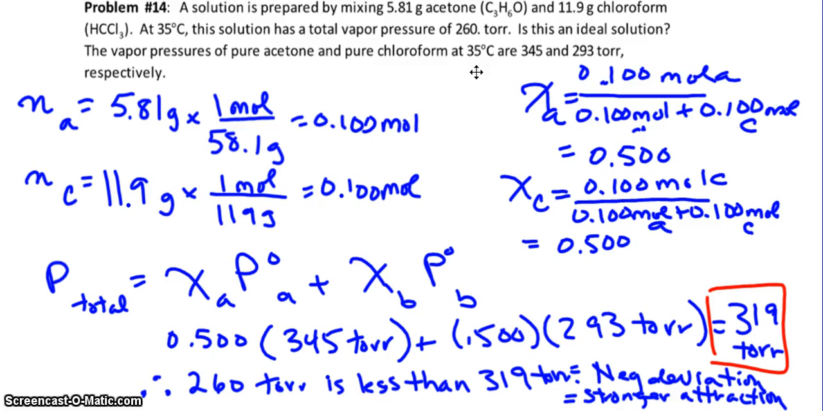It's less than that, so it's a negative deviation. Why is it a negative deviation? Why is it smaller than Raoult's law would predict? Because there's stronger attraction between the molecules.